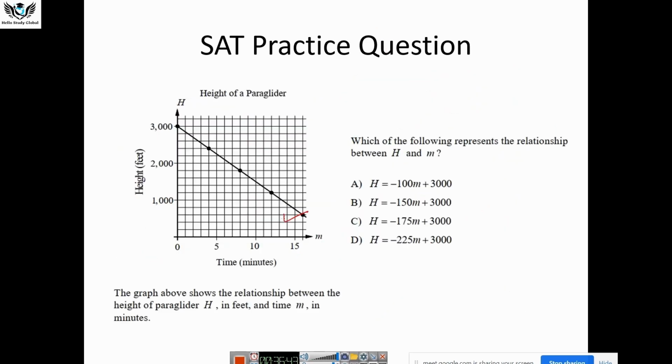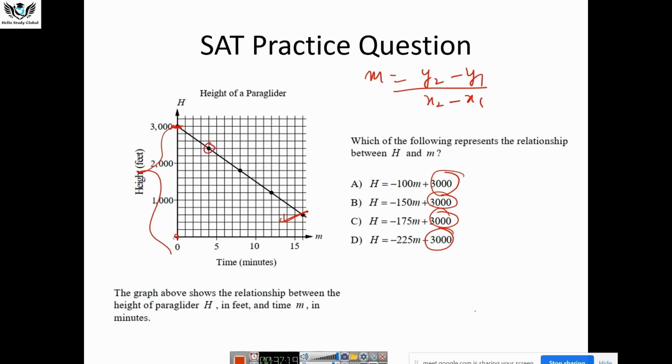To find the equation of the line, we can use y is equal to mx plus c, where c would be the y-intercept. And what is the y-intercept? Y-intercept is clearly 3000, the distance from the origin to the point where it cuts the y-axis. So that is equal to 3000, which is there in all 4 answer choices. Now we need to find the value of m. M is y2 minus y1 upon x2 minus x1. Take any 2 points of your choice.